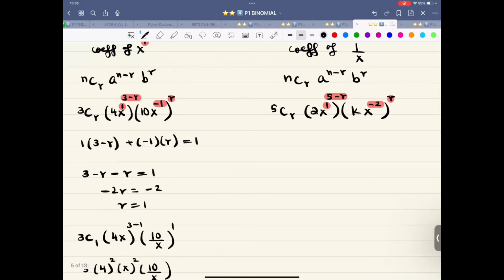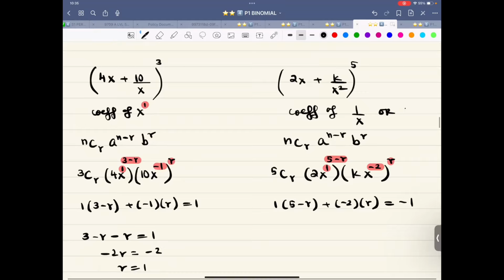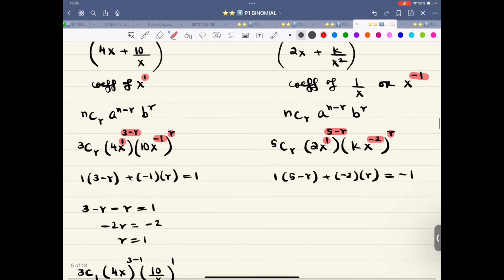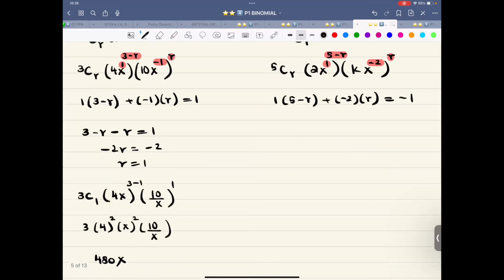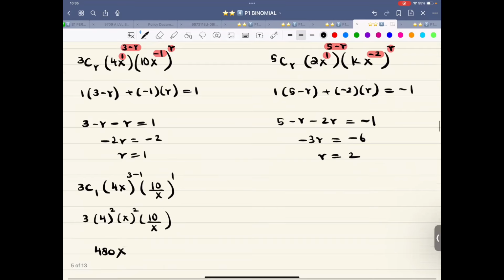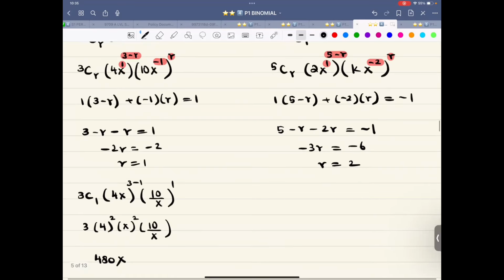Over here, this is 1 into 5 minus r. This is negative 2 into r equals to negative 1. 1 over x is x raised to power of negative 1. All good? So now just focus. 5 minus r minus 2r is negative 1. Negative 3r is negative 6. r comes out to be 2. Plug r where it belongs.